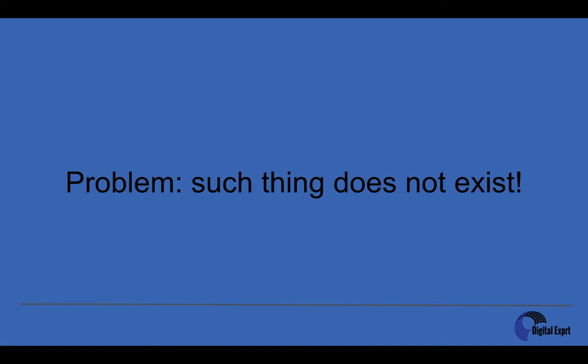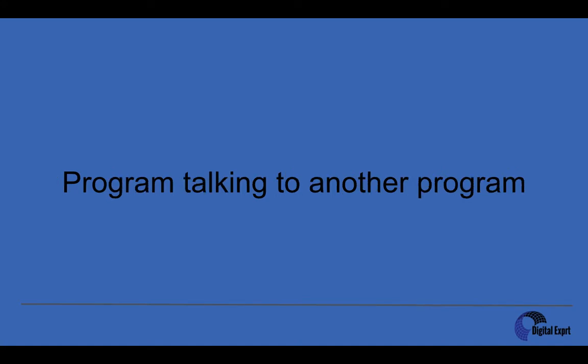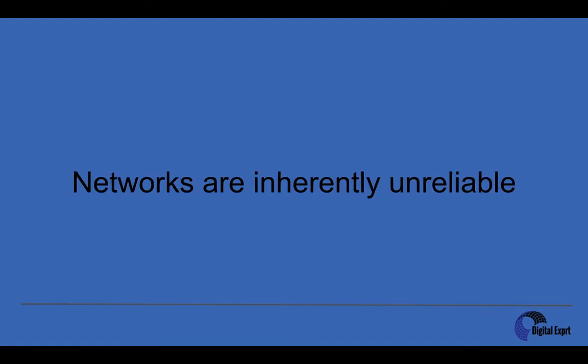And this is the problem, because we do not have a system language that we could use to manage and control our system. If we look at a program talking to another program, or a number of programs talking to a number of other programs, we need to ask, how is this happening? And of course, the answer is it's happening over the network, which is inherently unreliable, as we all know.